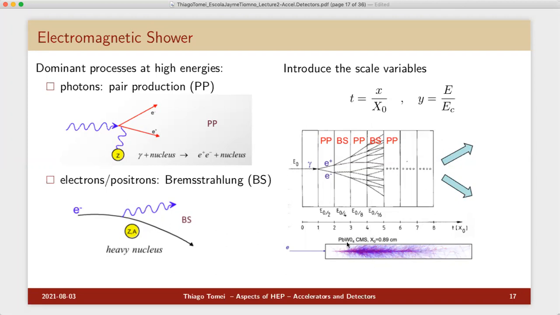Here you see a simulation of, I just call this lead glass, okay? Of an electron hitting a piece of lead glass. This was done for the CMS experiment, the simulation. Okay, so much for electromagnetic interactions.